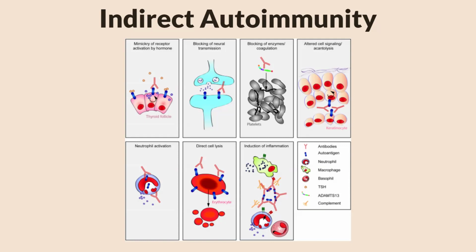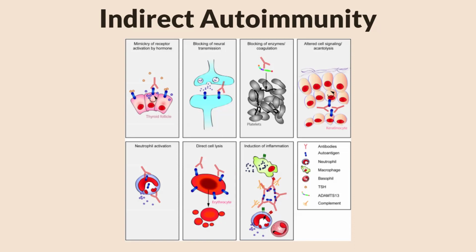If you want to talk about blocking of enzymatic function, that can also work, because the antibody is binding a specific part of the enzyme and it's not working anymore. Or you could talk about mimicry of receptor activation by hormones. That's when your antibody is going to go and bind a receptor and cause an activation of a signaling pathway or something, simply because it binds where it shouldn't bind. And that happens by chance in the generation of your TCRs, or in this case, BCRs. But I wouldn't spend too much time on it. Just know that indirect autoimmunity exists.